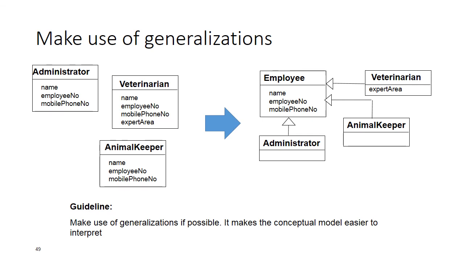Another guideline is that you should make use of generalization. In this case, you can see there are similarities between administrator, veterinarian, and animal keeper. They are all employees. You then create a more generalized class, and all the attributes that are in common you use as attributes for this more generalized class. So make use of generalization if possible. It makes the conceptual model easier to interpret.